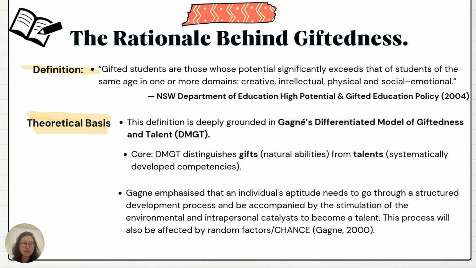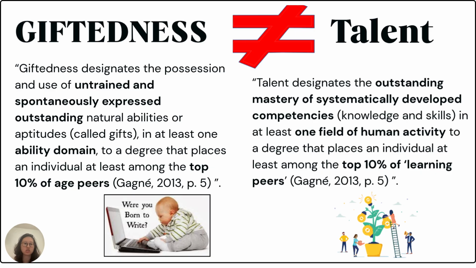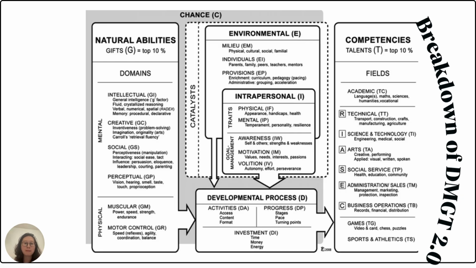The core of DMGT is the distinction between these two concepts. On the left side of the model are aptitudes, which are biological and naturally developed abilities we are born with. For example, some individuals demonstrate strong logical thinking or creativity. These abilities place individuals in the top 10% of their same-aged peers in at least one area. On the right side is performance, which refers to professional competence developed through systematic practice and demonstrated in real-world contexts, typically placing individuals in the top 10% of their learning peers in at least one area of human activities.